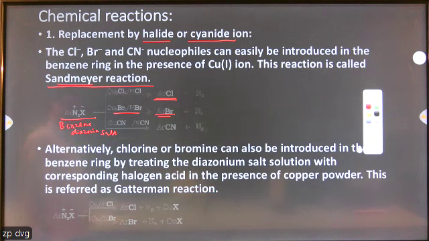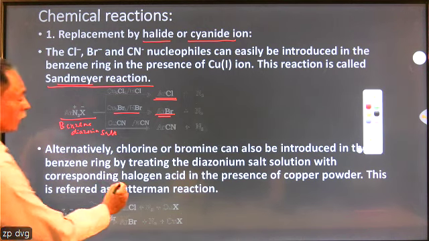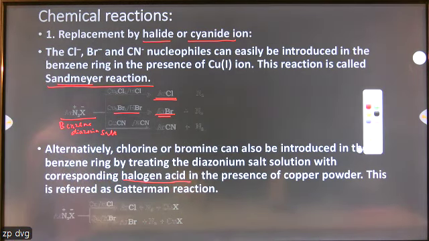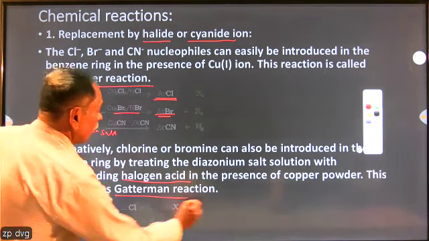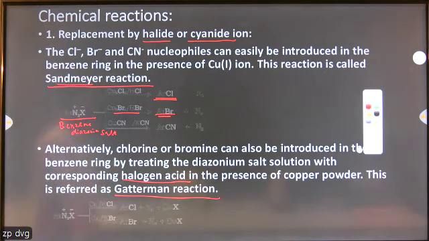Alternatively, chlorine or bromine can also be introduced in the benzene ring by treating the diazonium salt solution with the corresponding halogen acid in the presence of copper powder. This is called the Gattermann reaction.